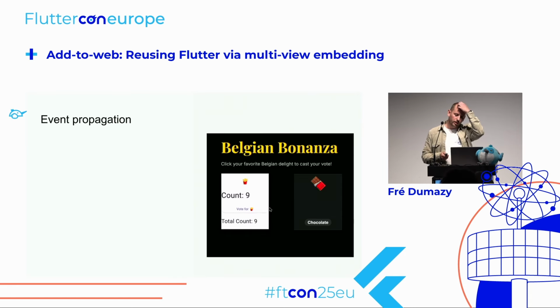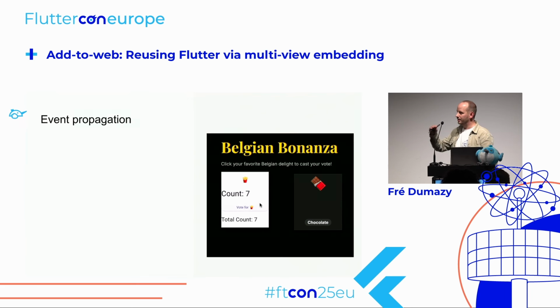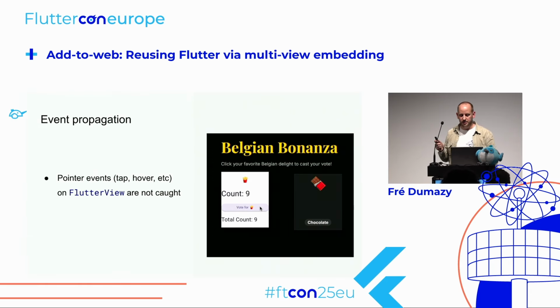And the first thing would be about event propagation. So as you notice here, it's quite nice. Like you hover over the Flutter view with your mouse, and it transitions. Well, this is actually done by the host platform. And while this is nice for this example, it could get in the way. The reason is that pointer events such as taps and hovers and so on are not caught by the Flutter view, but they're still propagated to the web view. So if you would have a click listener on that, it would still be called, which you might not want to have. And that's the responsibility of the host app to take care of.